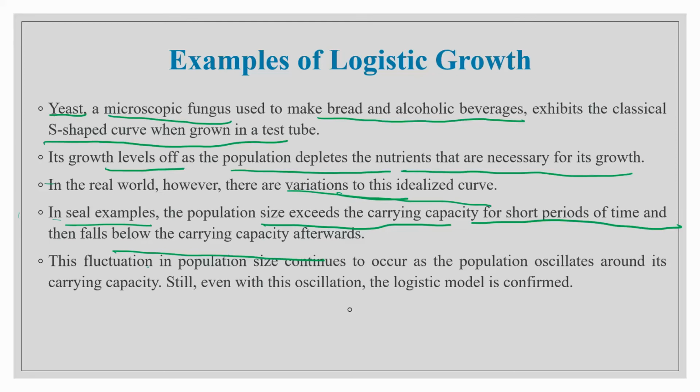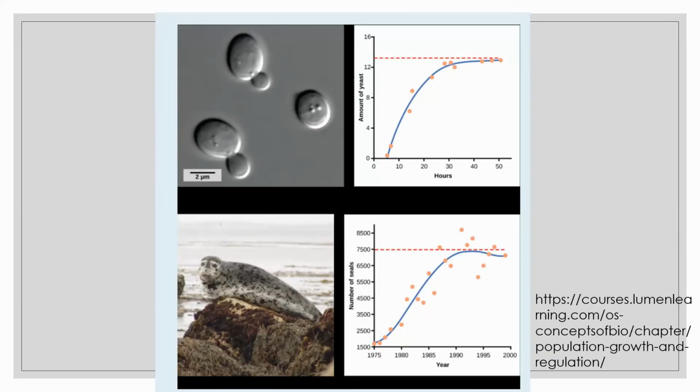And in some populations it has also been observed that the population size oscillates around the carrying capacity. So here is an example. This is an example of yeast. It is showing the growth as per the logistic model. As you can see, the growth is rapid, and after that the growth rate decreases and it levels off as it comes to the carrying capacity.